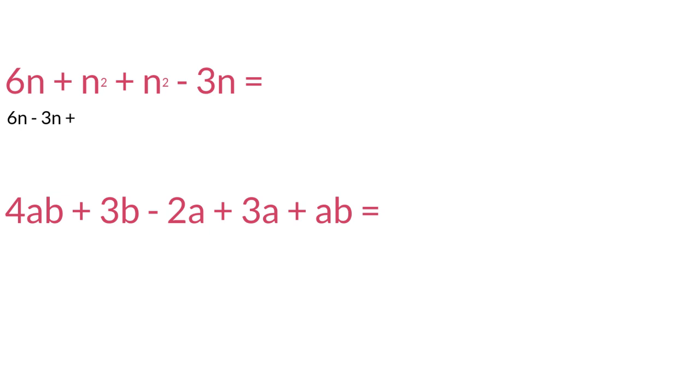I'm going to change everything around a little bit. n squared plus n squared. Okay, and so now I have this expression, all the same numbers are present, but I've rearranged it a little bit. 6n take away 3n, that's pretty easy. That's going to be 3n. 3n plus n squared plus n squared. That's 2n squared, just like that, okay, because I had two of them.